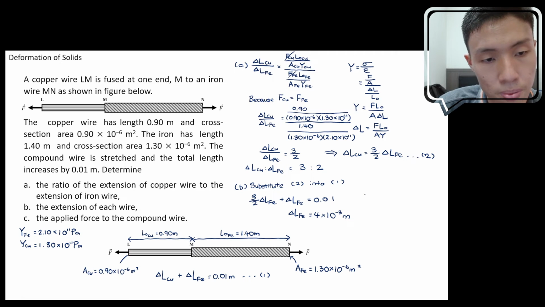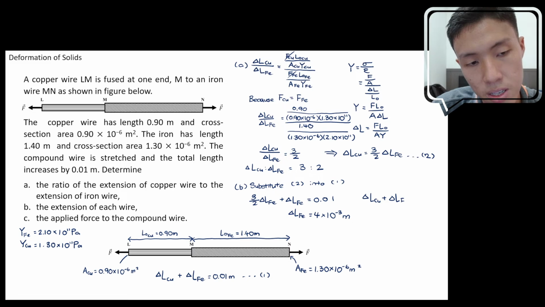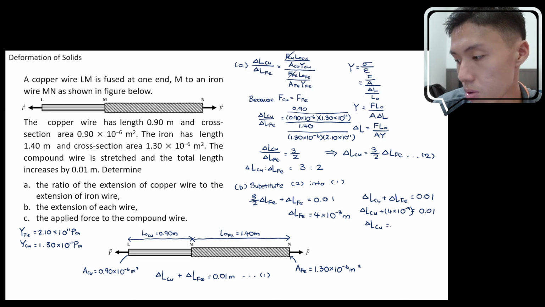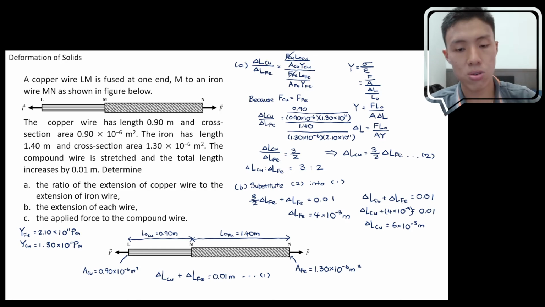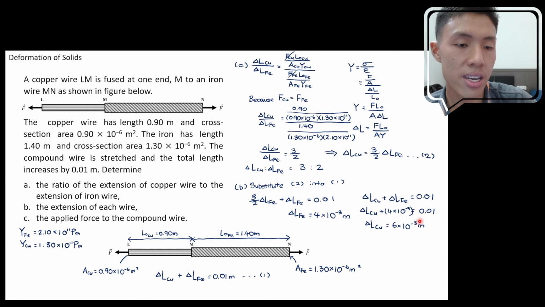So let's do so. The change of length of copper plus the change of length of iron is equals to 0.01, in which if you substitute in the change of length of iron to be equals to 4 times 10 to the power of negative 3, you put it inside here. Then I believe you'll find that the change of length of copper will be equals to 6 times 10 to the power of negative 3 meter. Okay, so you are able to find the extension of the iron and the extension of the copper by using the simultaneous equation between these two equations over here.